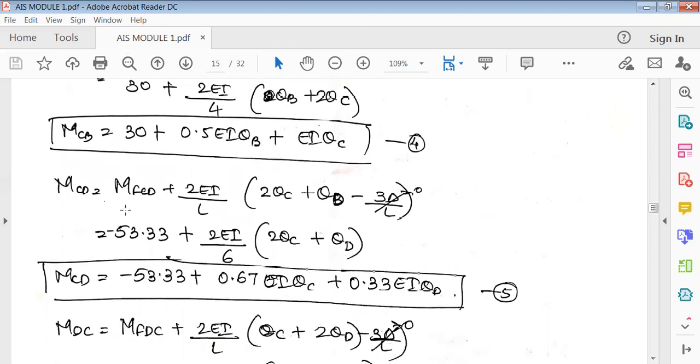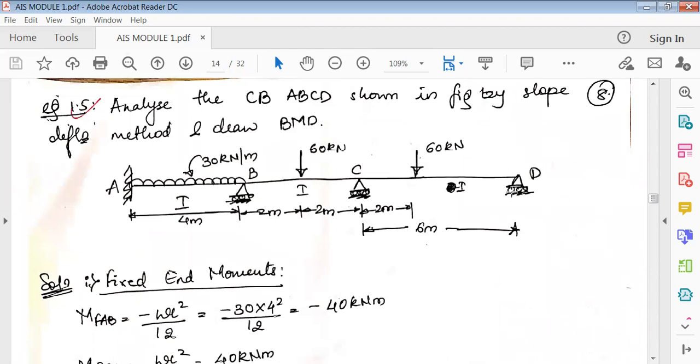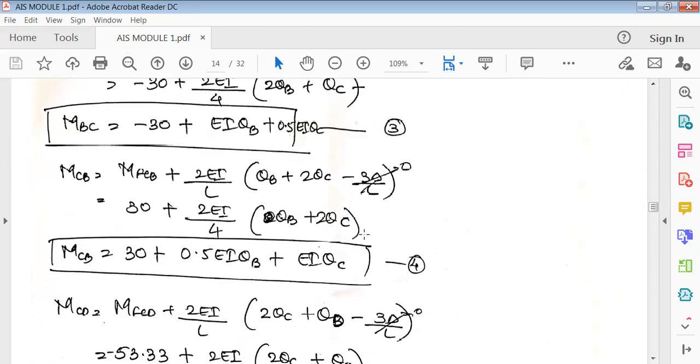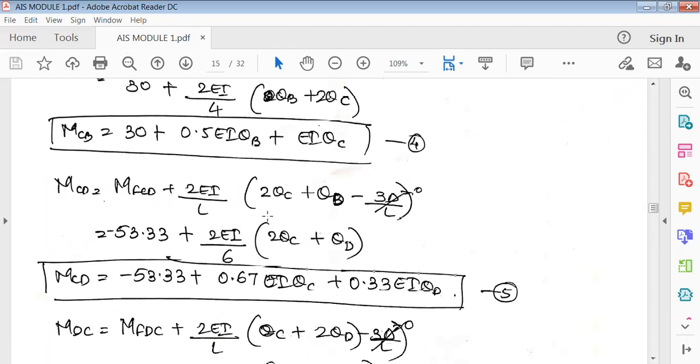Then MCD. Again, the formula is MCD equals MFCD plus 2 EI by L, 2 times theta C. Okay, so theta C is first here. So 2 theta C plus theta D minus 3 delta by L. Again, you can see here theta C and theta D have roller supports. Roller support means they will rotate, so there exist theta values. So this is 2 times theta C plus theta D. So MCD is equal to minus 53.33 plus, again, 2 2s are 4.